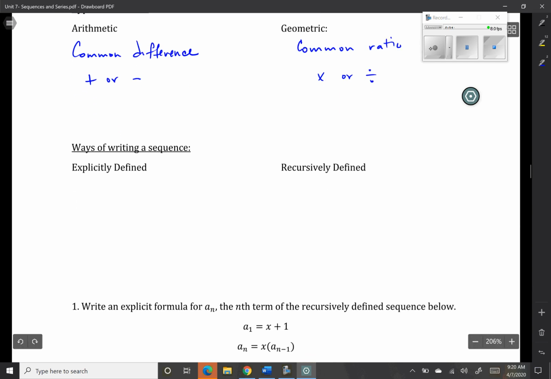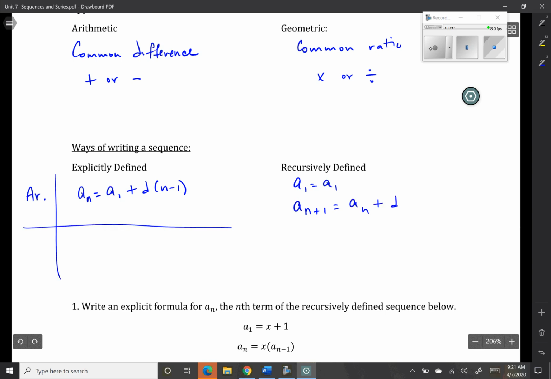There are ways of writing each type of sequence. An explicitly defined sequence for arithmetic is going to be a sub n is equal to a sub 1 plus d times n minus 1. To show that same sequence recursively, I'd have to state the first term and then state some rule. So the next term is equal to the previous term plus the common difference. This is an arithmetic sequence.